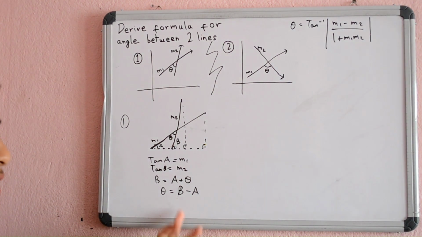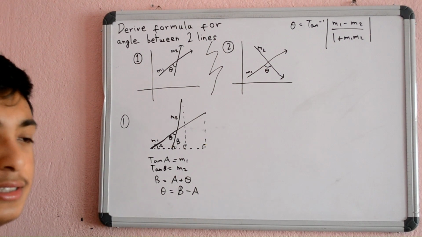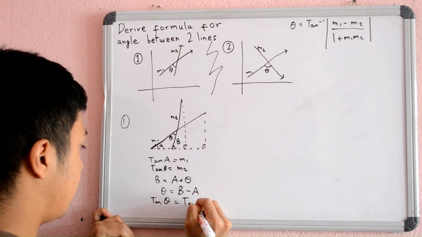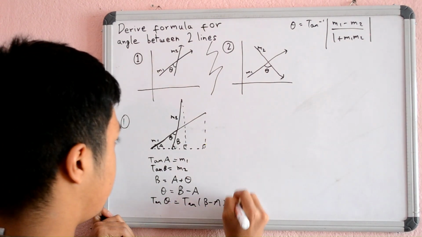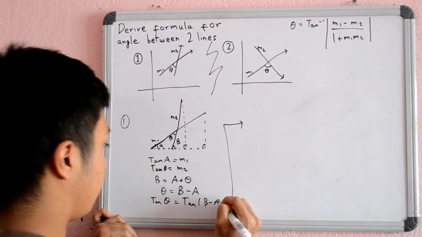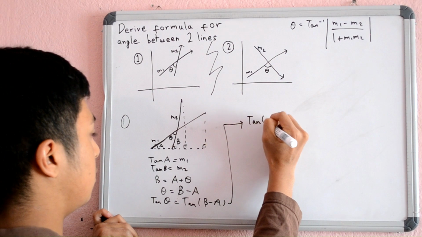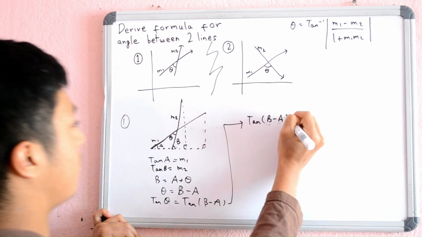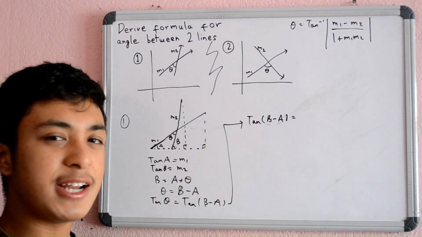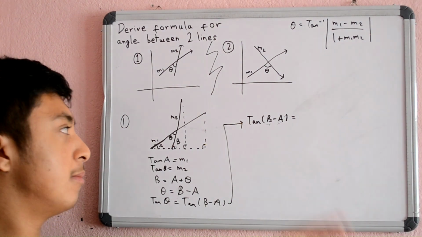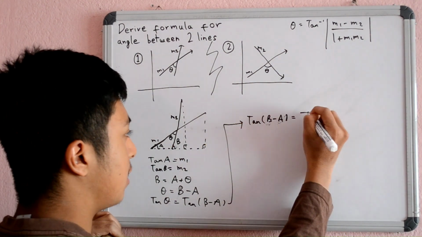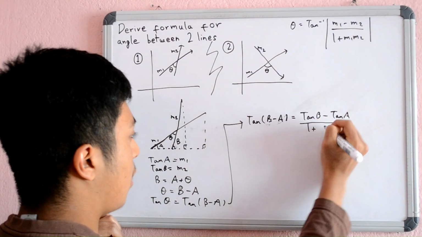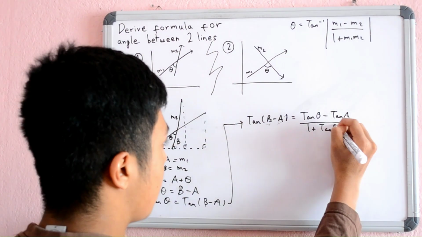Now what we can do is simply take tangent of both sides, right? If theta equals B minus A, then tan theta must equal tan of B minus A. Now let's solve for tan of B minus A. So we know tan of A minus B is tan A minus tan B over 1 plus tan A tan B. But instead of A at the front, we have B. So it will be tan B minus tan A over 1 plus tan B tan A.